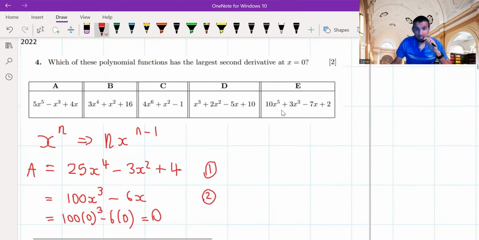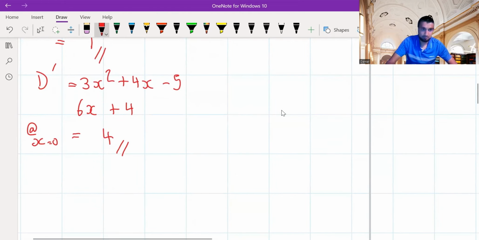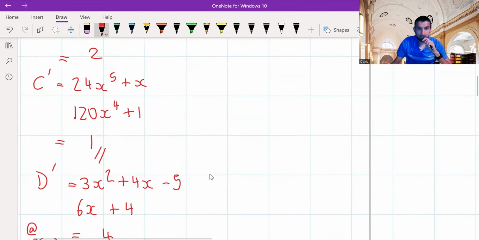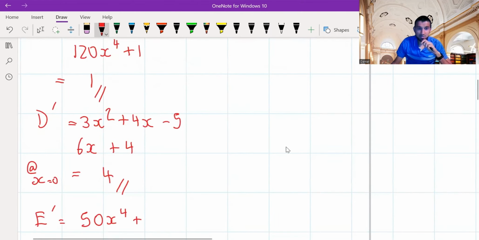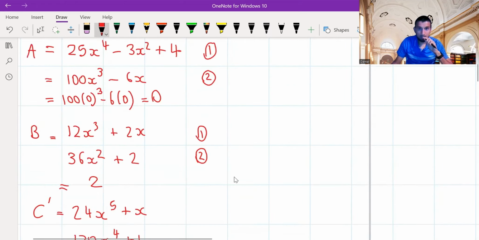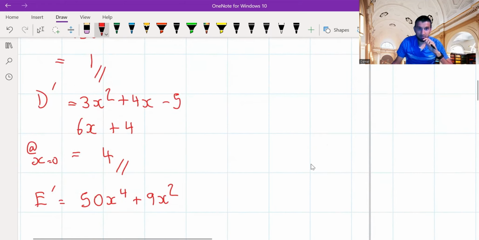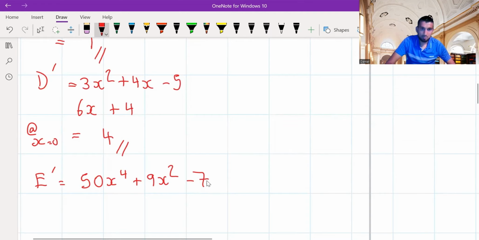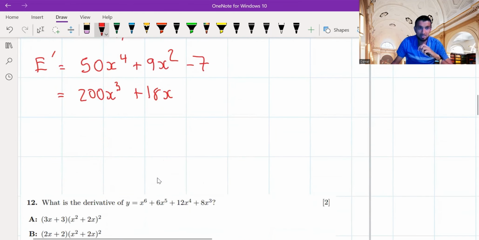And then for e, 10x to the power of 5 will be 50x to the power of 4 plus 9x squared minus 7. And make sure you can do this properly. And then we do 4 times the 50, which will be 200x cubed plus 18x. And the minus 7 will just go to 0. And then this will just be 0.